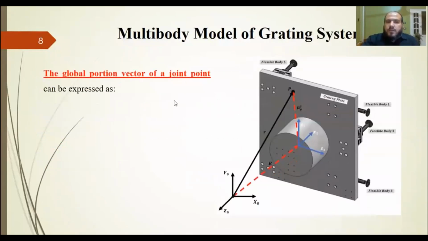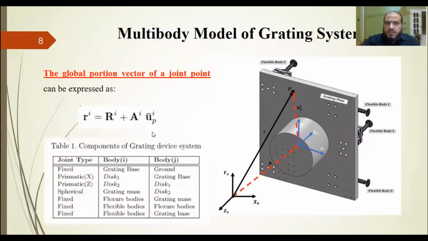To derive the equation of motion, the constraint equation, we first define a point in the grating mass. It can be defined with respect to the local frame and defined with respect to the global frame with this equation, where A is the transformation matrix, a function of the generalized coordinates. The system can be analyzed as follows.